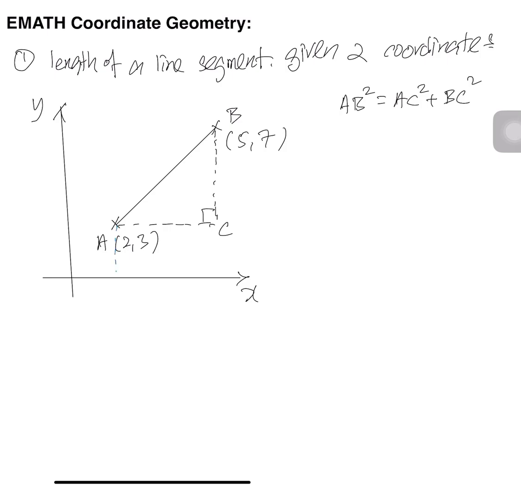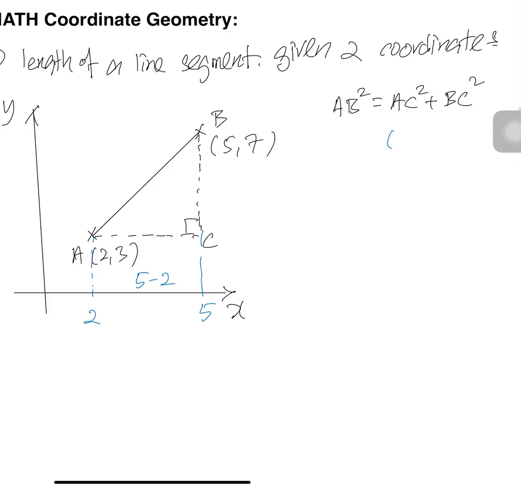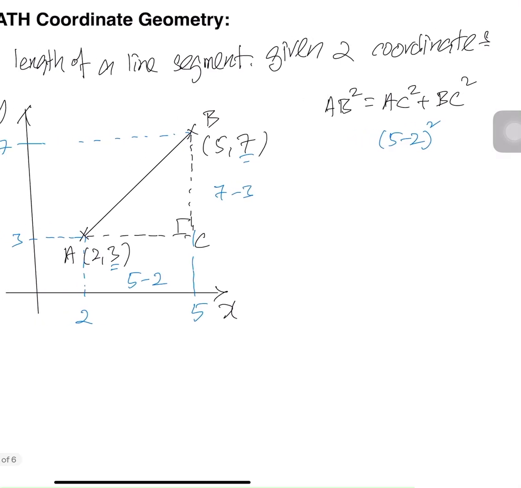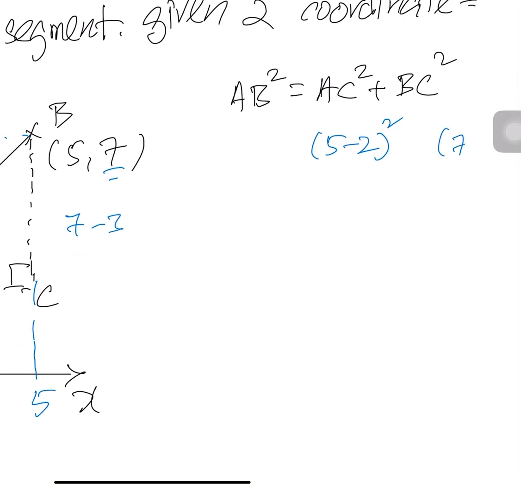AC: we know that this is 2 and this is 5, so length AC will be 5 minus 2. So AC squared is equal to (5 minus 2) squared. How about BC? BC is on the y-axis, so I know that this is 3 and this is 7. So BC is 7 minus 3, and BC squared is (7 minus 3) squared.